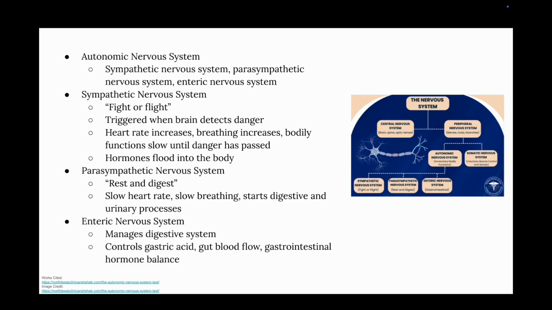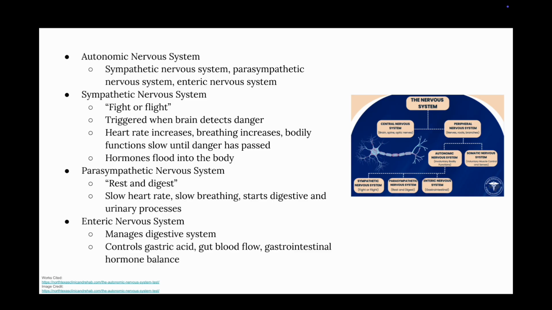The three parts of the autonomic nervous system are the sympathetic, parasympathetic, and enteric nervous systems. The sympathetic nervous system controls the fight-or-flight response. It is triggered when the brain detects danger and causes heart rate and breathing to increase, and bodily functions to slow until the danger has passed.